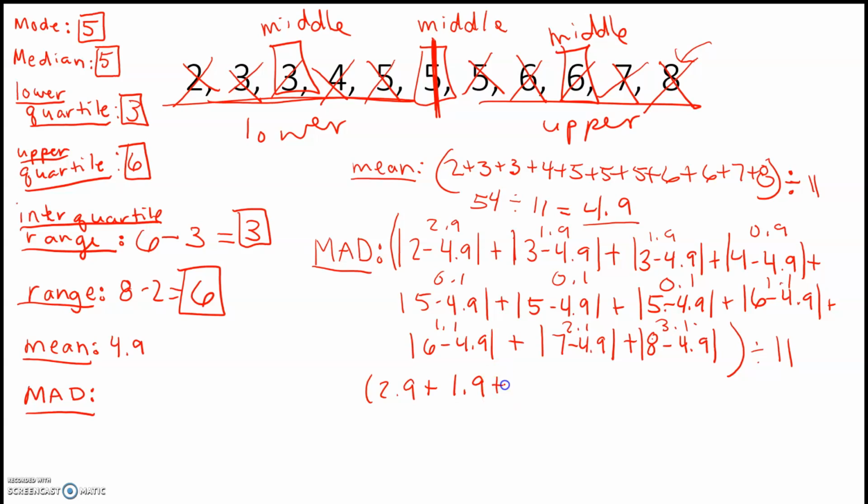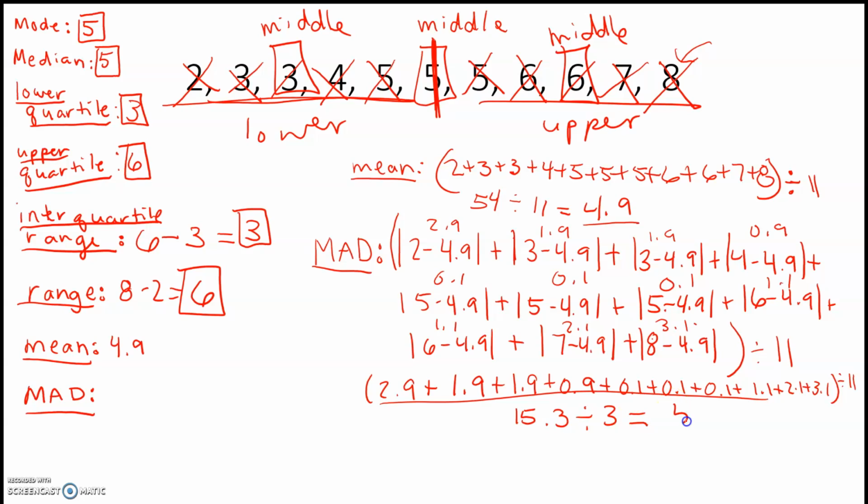2.9 plus 1.9 plus 1.9 plus 0.9 plus 0.1 plus 0.1 plus 0.1 plus 1.1 plus 2.1 plus 3.1, and it's all divided by 11. Add everything inside the parentheses up. You should get 15.3 divided by 3. That would give you 5.1.